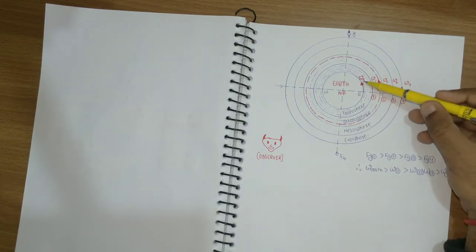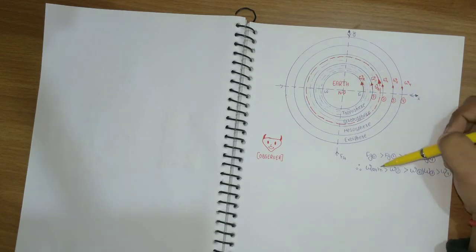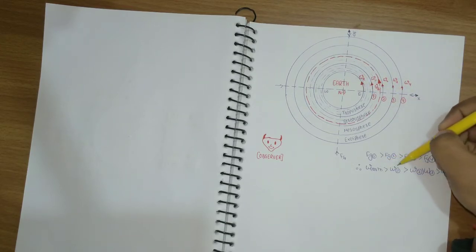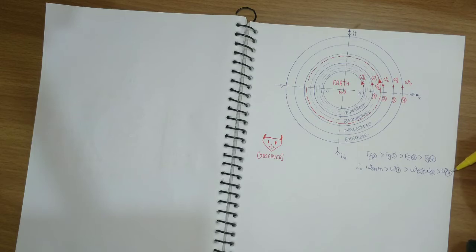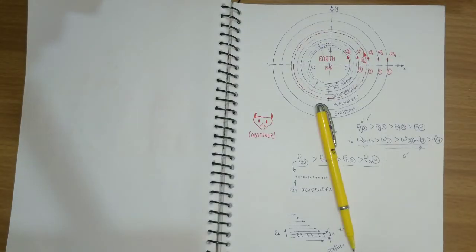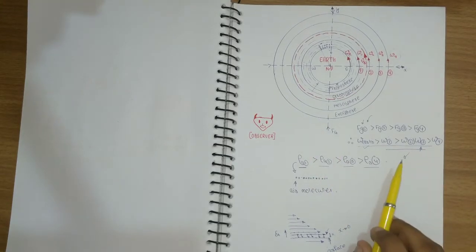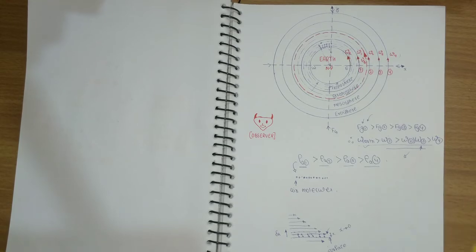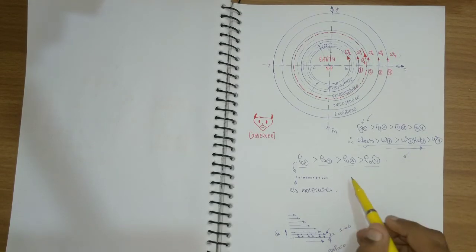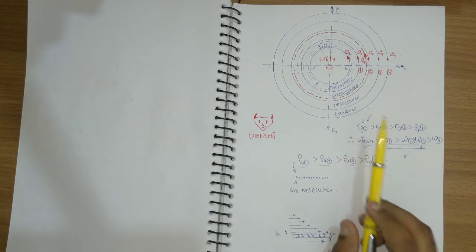That is, the angular velocity of Earth's surface is greater than the angular velocity of layer 1, which is greater than that of layer 2, which is greater than that of layer 3, which is greater than that of layer 4. Most of you will be wondering how the angular velocity of Earth is greater than that of these layers. I'll be explaining this with the help of density and gravitational pull of the Earth.